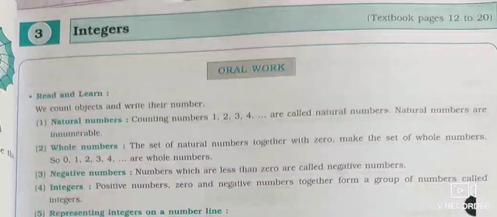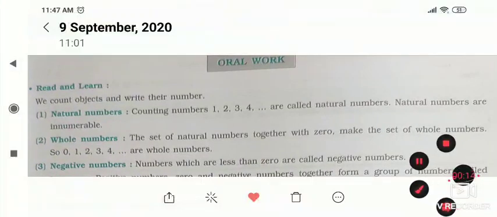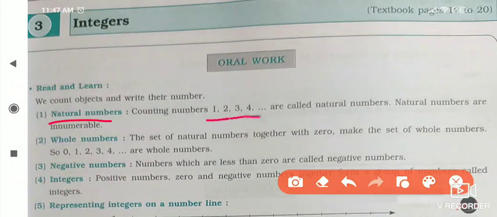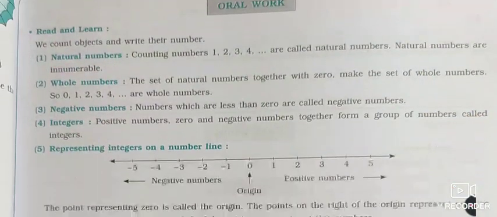Hello students, today we will see the next lesson's revision, that is the integers. First of all, inside integers we will see the natural numbers. Which are the natural numbers? The counting numbers 1, 2, 3, 4 and so on are called natural numbers. And natural numbers are innumerable, meaning there is no end.